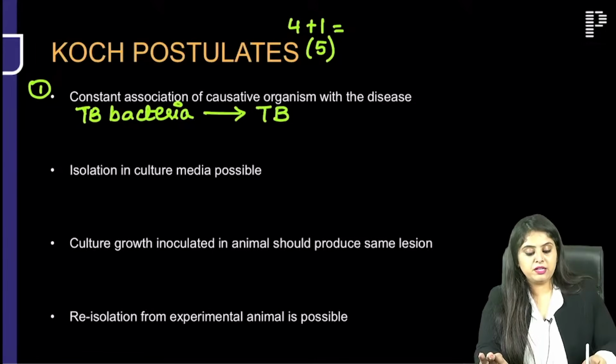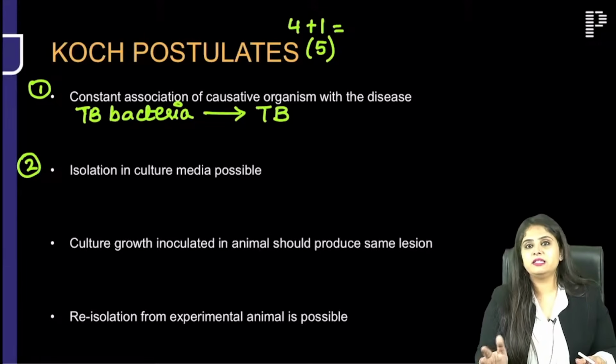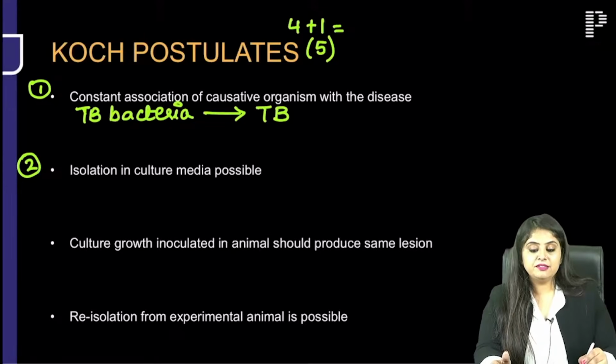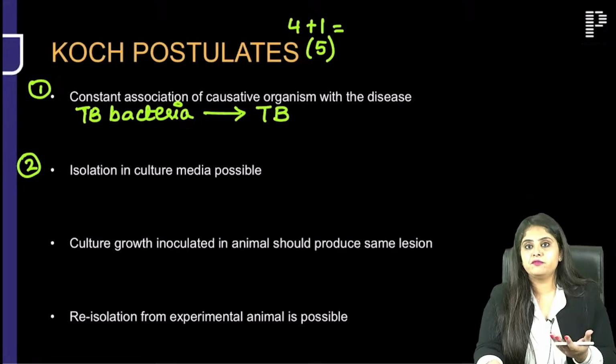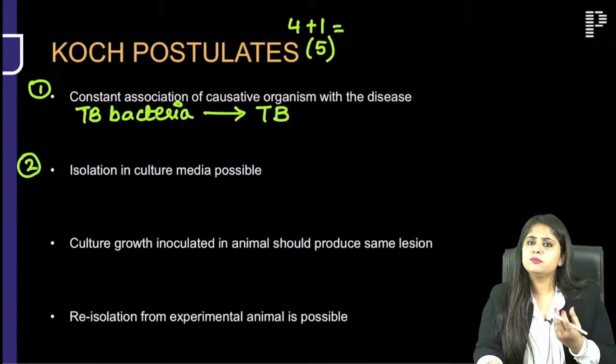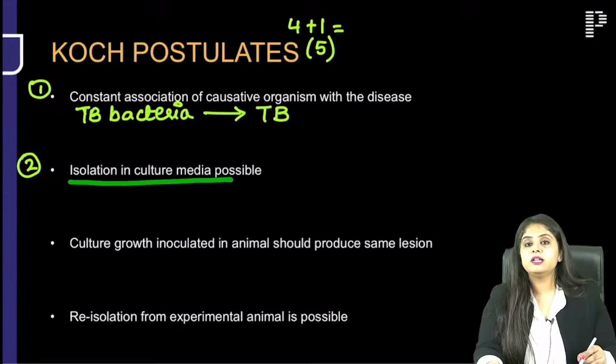Now we go on to the second postulate. Because TB in our country is so common, that's why I'm taking the example of TB everywhere. They say isolation in culture media is possible. So for example, when a TB patient comes to you, most commonly, what are the symptoms? Cough. The patient comes to you with cough and sputum. You say, okay, give me a sputum sample. You should be able to grow it in a culture media.